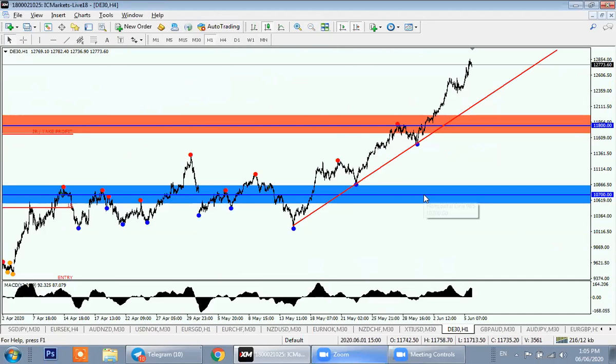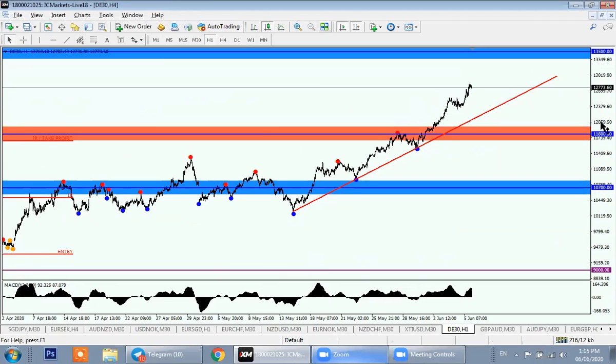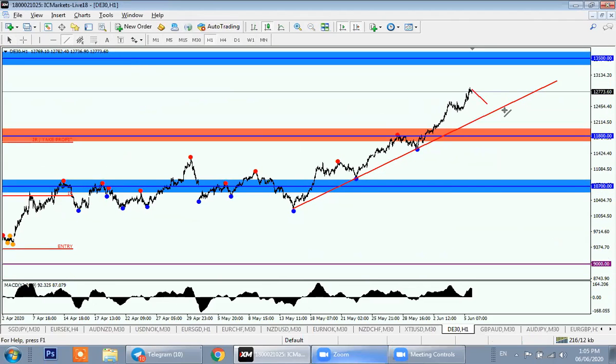Here's our view from H1. Price is overall bullish. So we are waiting for new swings to form around our red trend line. And here we go, and then enter on its break downward.